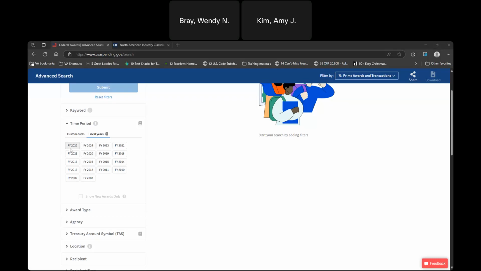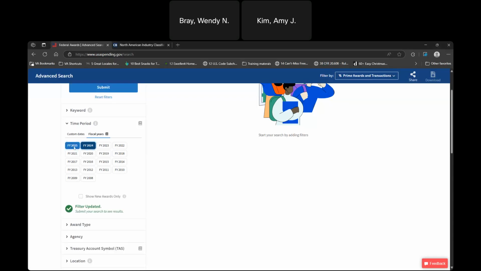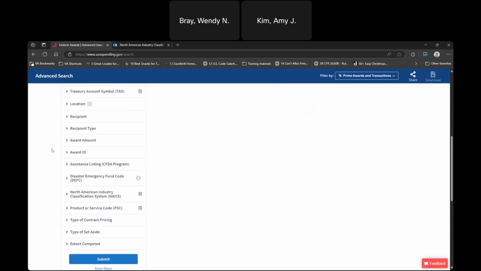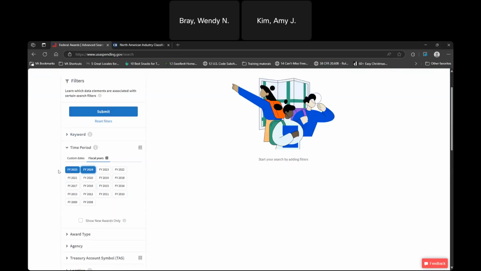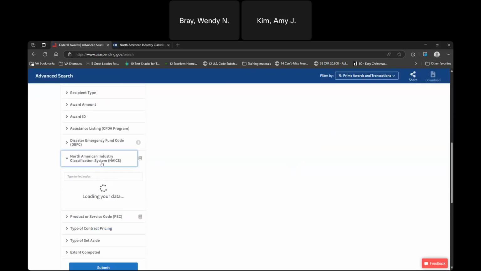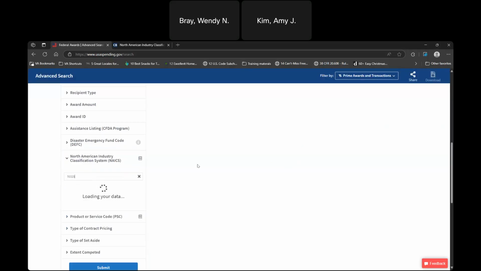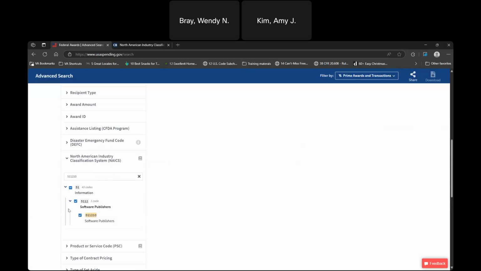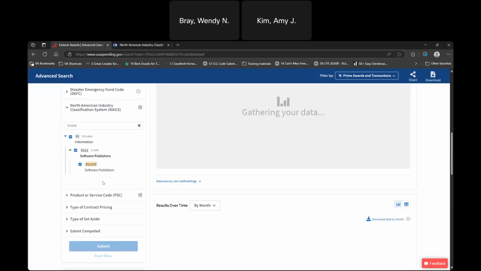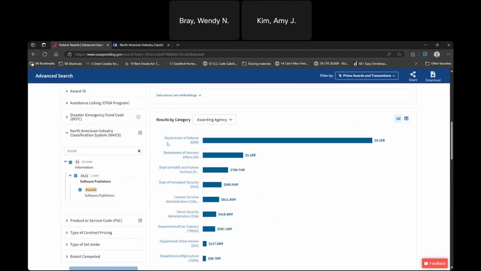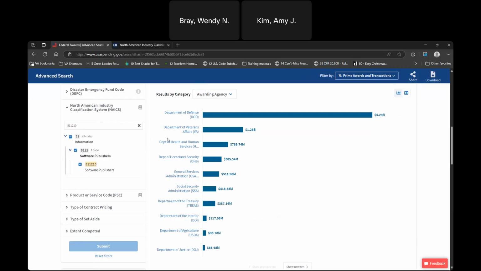So let me go ahead and look at fiscal year 25 and fiscal year 24 right now, specifically for the time period. Then I'm going to go all the way down to NAICS code. There's also the option for product service codes. I'm just going to type in 511210. I submitted it because right now I'm just starting off. I just want to see what agencies have been purchasing my product, which is software, since fiscal year 24.